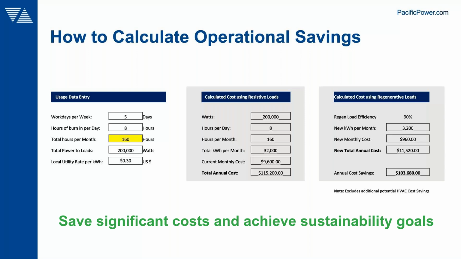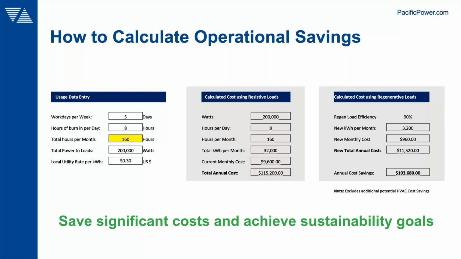And at the rate that you have, 30 cents, that amounts to a total cost savings of $103,000 a year in this particular example. So that helps offset the cost difference between a resistive load bank and a regenerative electronic load bank over time fairly quickly.